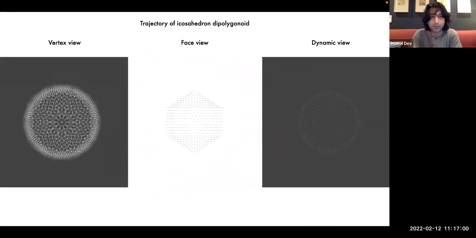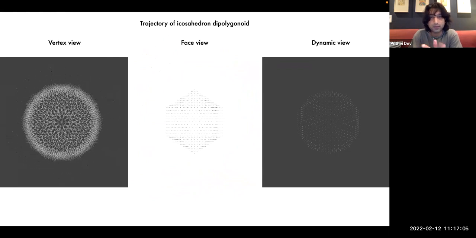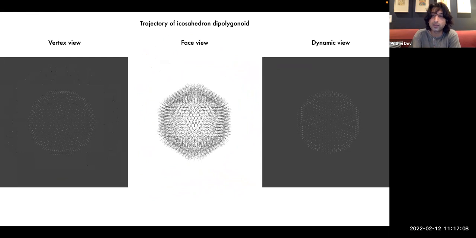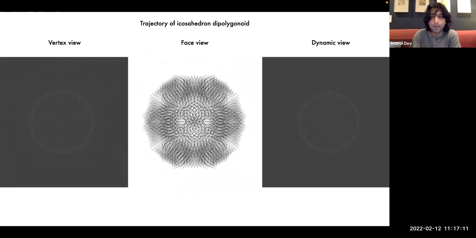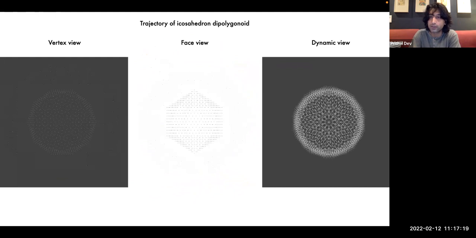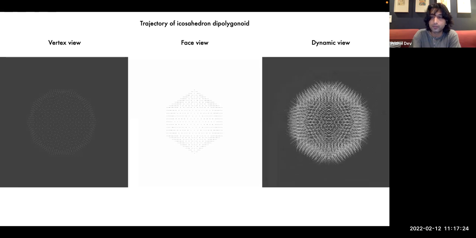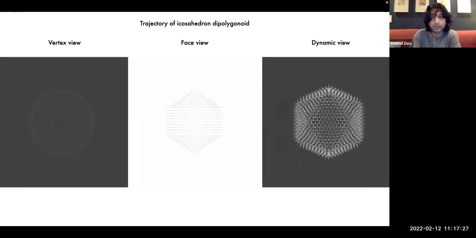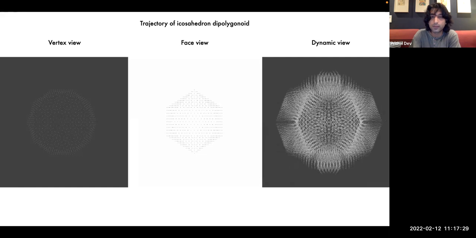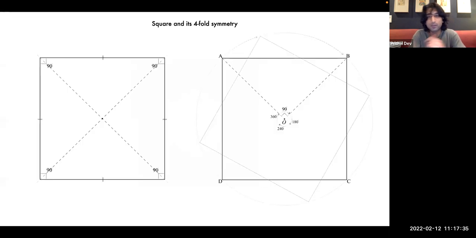Sorry, I just stopped that midway through. But here is the trajectory of the icosahedron, the vertex view, and then the face view. On each face, I've just put a set of dot patterns to see where each dot moves, and a dynamic view. This is also the issue, my limits in my ability to animate these things.